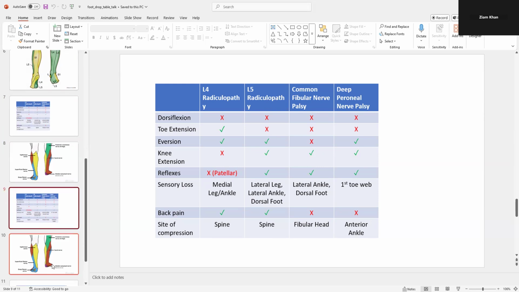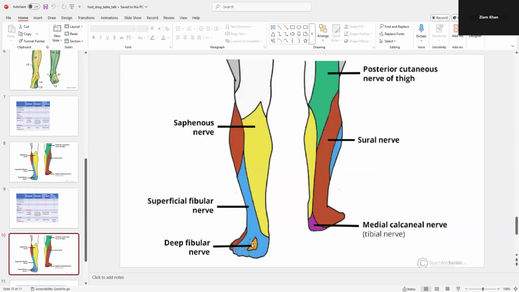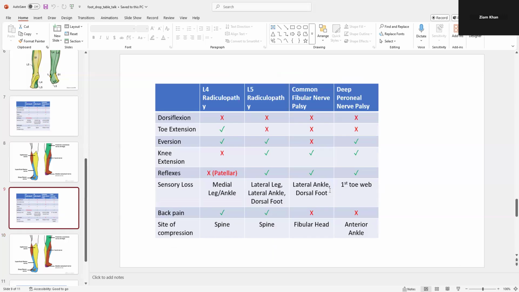As you can see here, it really affects this web between the first and second digit on the lower extremity, and so that's going to be very distinct. If you see this pattern of sensory loss, deep fibular nerve damage should be extremely high in your differential, and it's going to help you tell these apart. This is commonly damaged if you, for example, have a very tight shoe. It can be compressed as it enters the anterior ankle.